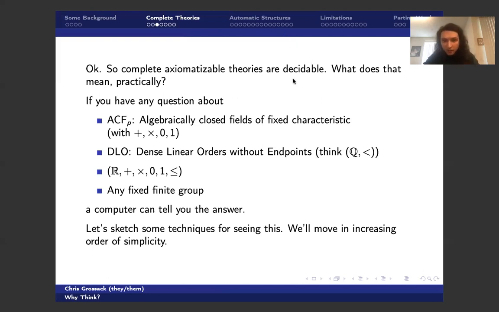Okay, there's something in chat. How do you prove if a theory is complete? That is the next slide. There's a couple of ways of proving completeness, and we're going to go over 2 or 3 ways of doing it. Cool.